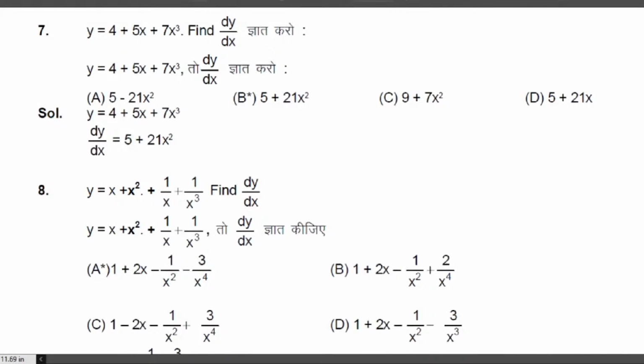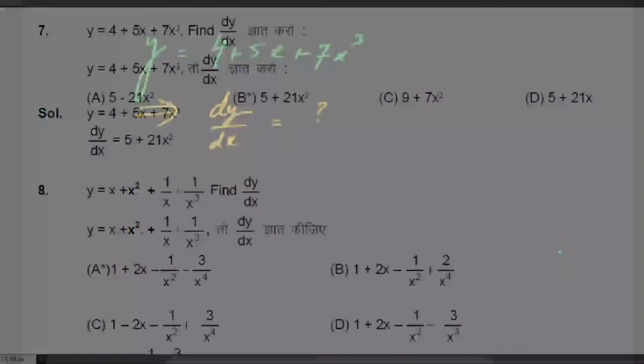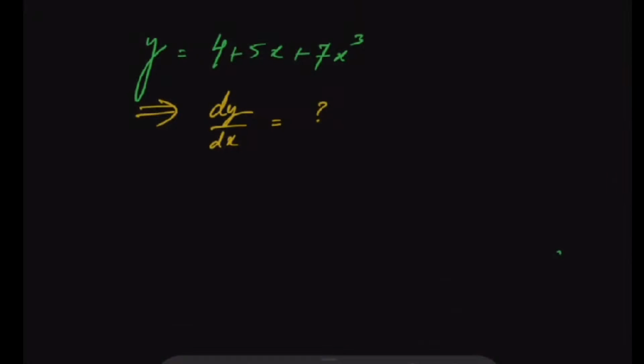Question number 7 says, if y equals 4 plus 5x plus 7x cubed, then what is dy by dx equal to? That's question number 7. So this is the question, right?